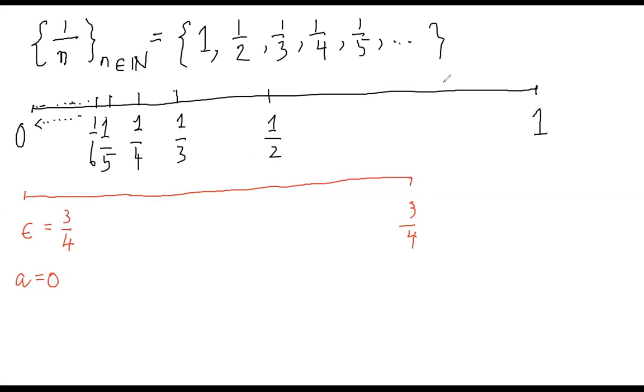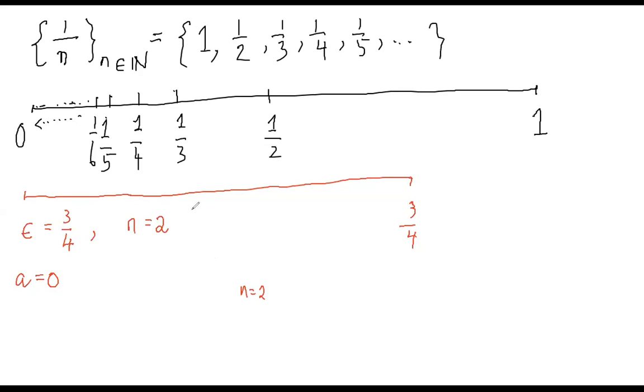All right. Now, if you take 1, the distance from 1 to 0 is 1, right? It is outside of this bound, isn't it? So 1 doesn't work, all right? But once you go to 2, when your n is equal to 2, you have 1 over 2, right? So the distance from 1 over 2 to 0 is definitely less than 3 over 4, right? So for epsilon equals 3 over 4, you just need to take n equals 2.